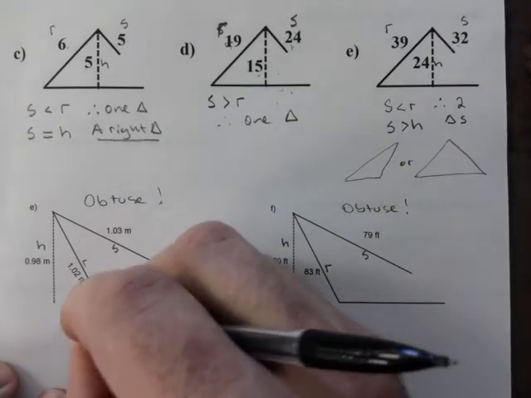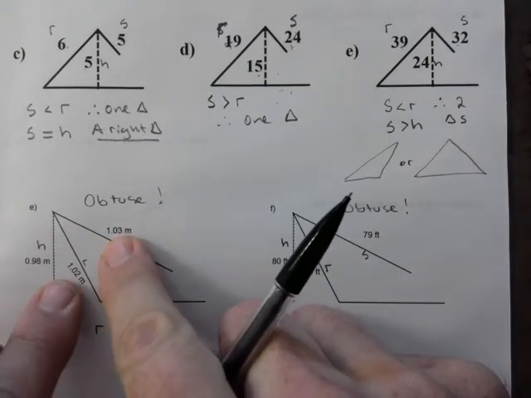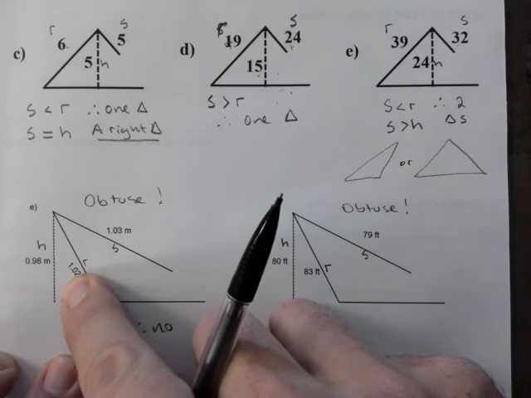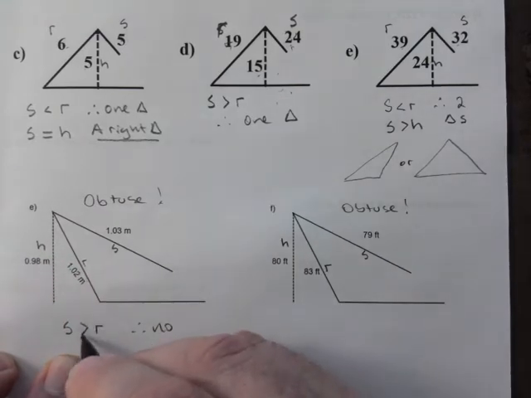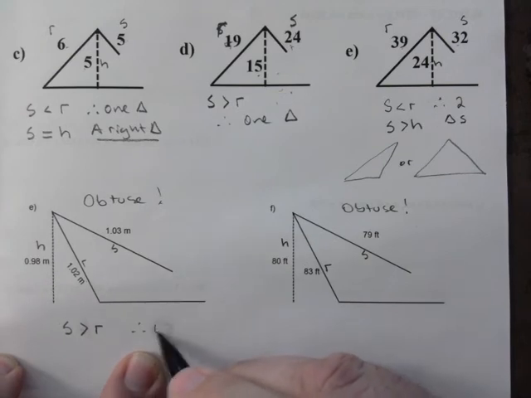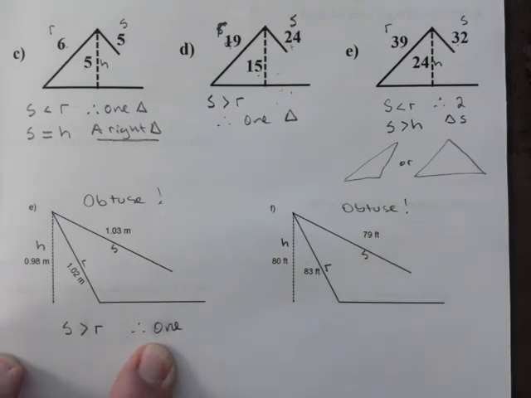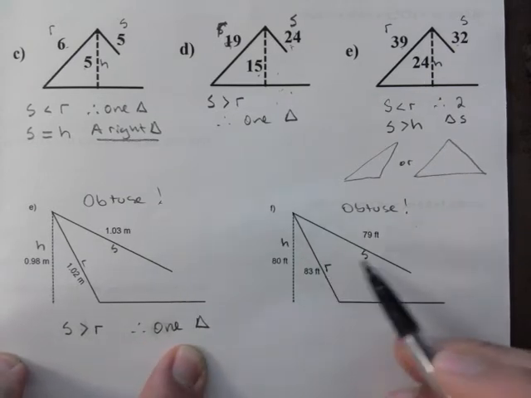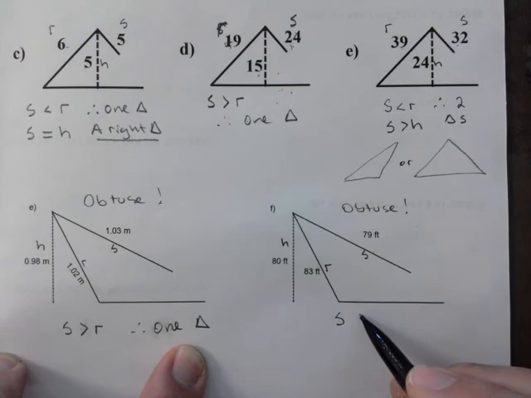Oh, Mr. Dirksen, what's going on? 1.03 is bigger than 1.02, right? Let's get that straight. So therefore, how many solutions? It's actually one. It's 0 or 1 with obtuse. One triangle.